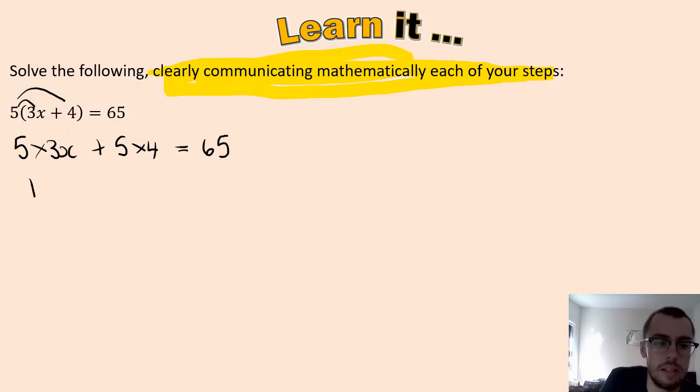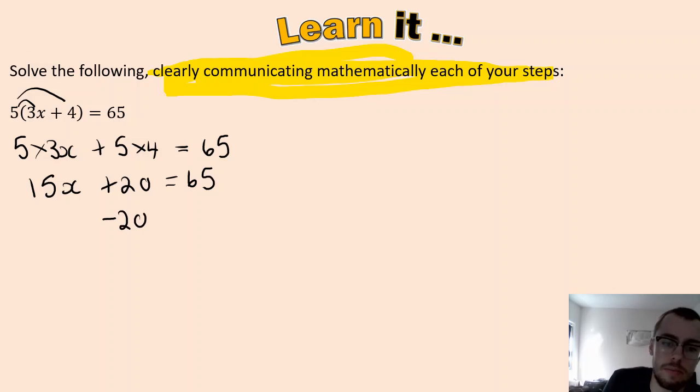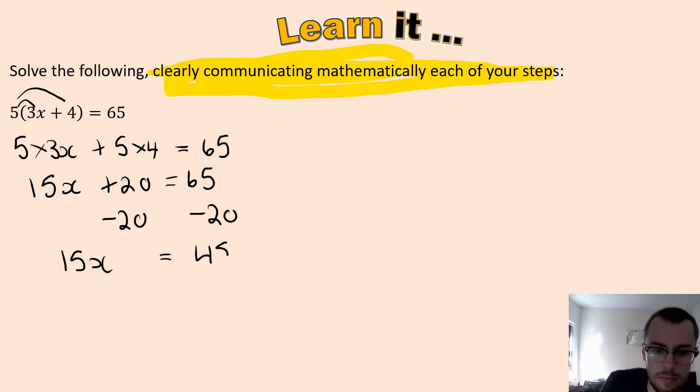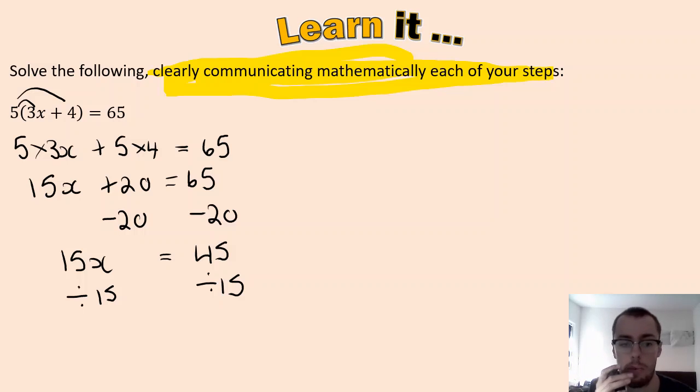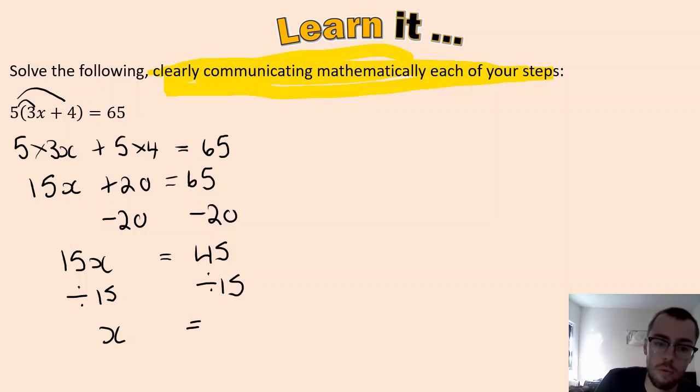Five times 3x is 15x, and 5 times 4 is 20. Then going to subtract 20 from both sides. Then dividing both sides by 15. At this stage, if you would feel more comfortable doing so, please use the bus stop method for division, but I know this division will equal 3.